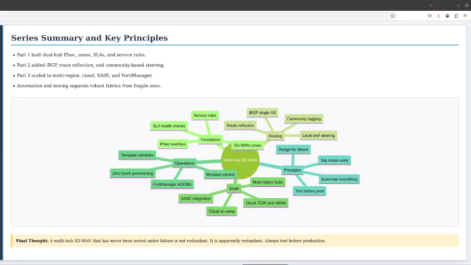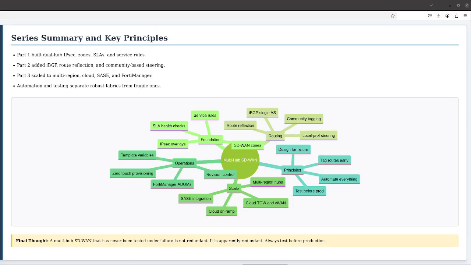Part 3 Summary and Series Conclusion. Let me close Part 3 by summarizing the key takeaways across all 3 parts of this series. In Part 1, we established the foundational dual hub design. We built IPsec Phase 1 and Phase 2 tunnels with dynamic hub and static spoke configurations. We enabled a DVPN for spoke-to-spoke shortcut tunnels. We organized tunnels into SD-WAN zones by transport type. We configured performance SLA health checks and wrote service rules that steer traffic based on SLA compliance or explicit priority ordering.